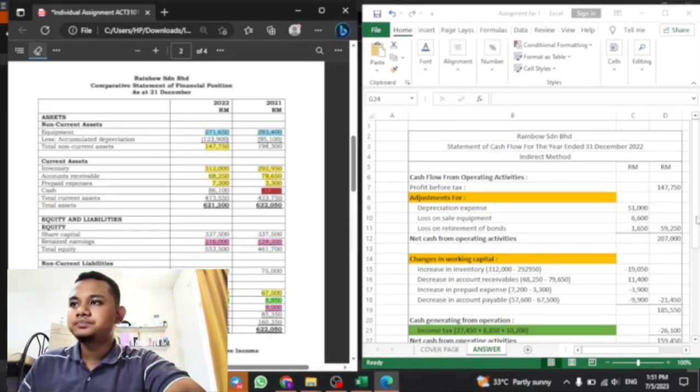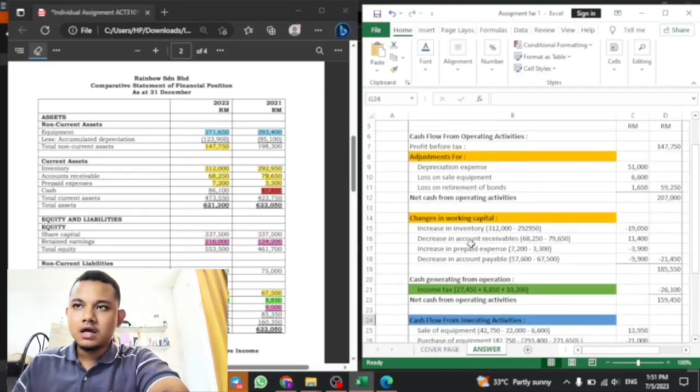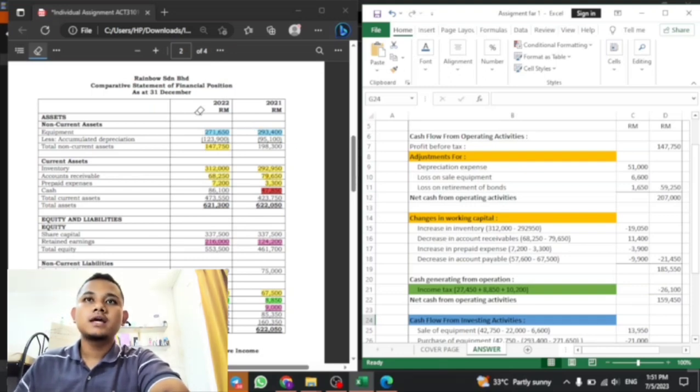Next, we go to the change in working capital. The first one is increase in inventory. If we look at the comparative statement of financial position, inventory for the year 2022 is RM312,000, and the year 2021 is 292,950, and I subtract these two amounts and I get RM19,050.